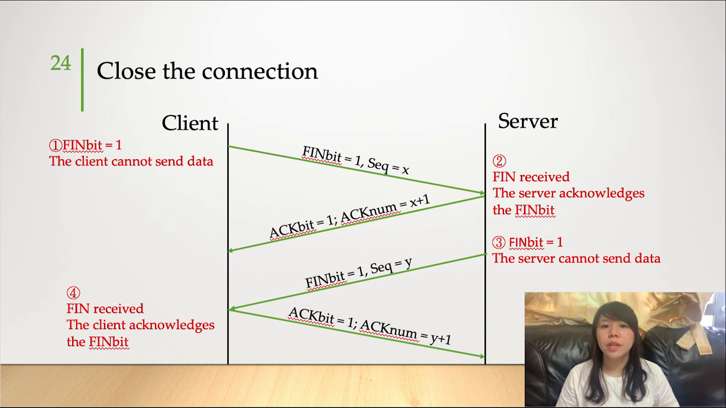The connection will finally be closed using the FIN byte. The FIN byte is sent to the server, and the client cannot send any data now. Then, the server acknowledges the FIN byte by returning an ACK byte. The server cannot send data now. The server will also send a FIN byte to the client. Similarly, the client will return an ACK byte back and the connection is closed.